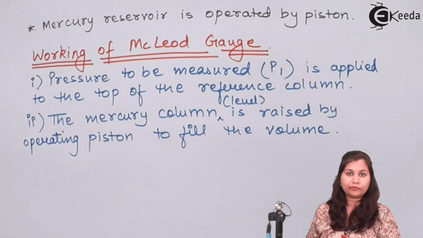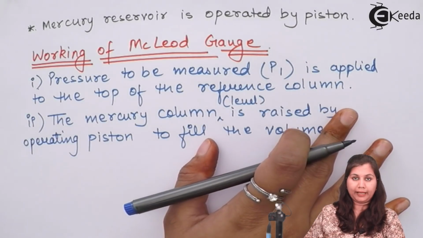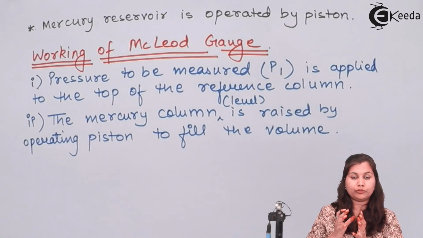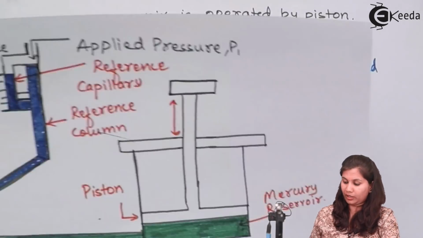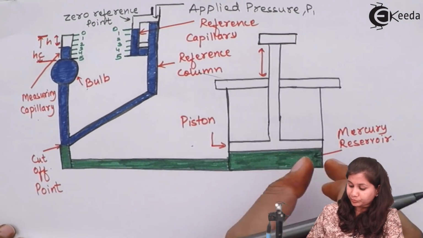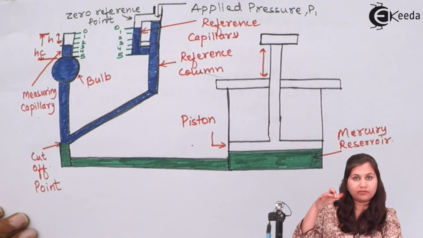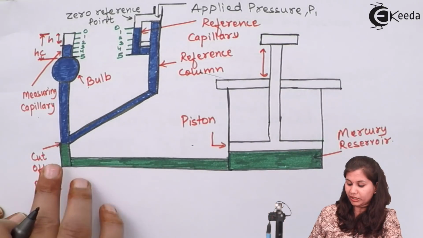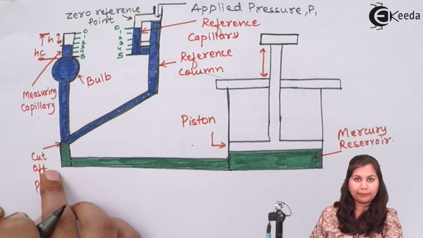Now for Boyle's law, we have applied the pressure, and now we have to get a volume of gas. We have to find out the known volume of a gas. So how can we do that? We will operate this piston. With the help of this piston, we are going to press it, and by pressing this piston, we are going to increase the level of the mercury in this measuring capillary.